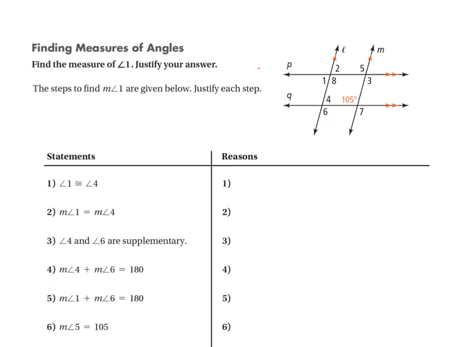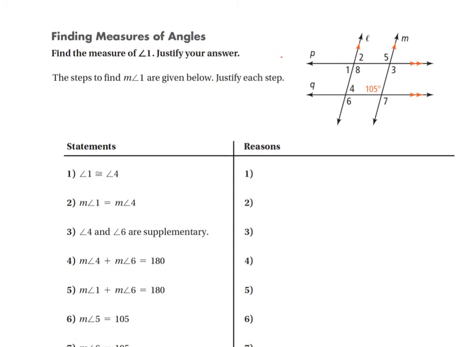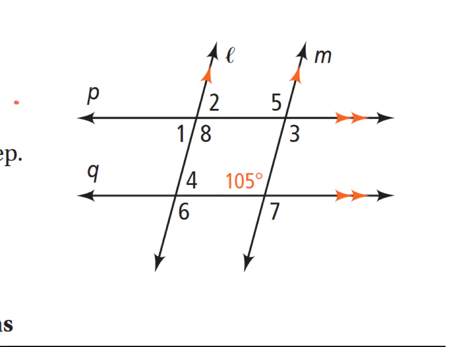Okay, the next page. We've got: find the measure of angle 1, justify your answer. The steps to finding the measure of angle 1 are given below, justify each step. So we're given the reasons now. Before we get into this, I want to talk about this. There's a lot of lines here. It looks like 2 sets of parallel lines, so this makes 4 transversals.